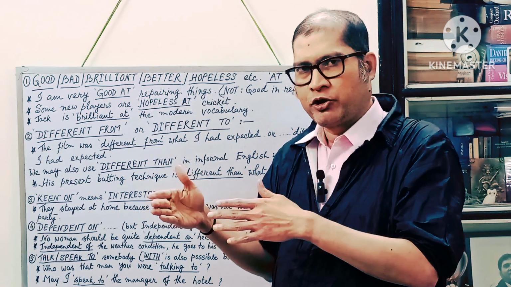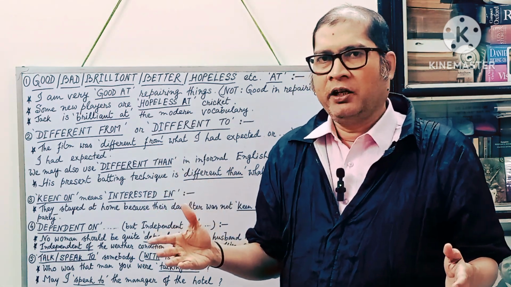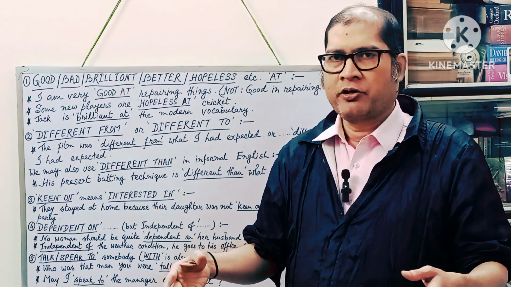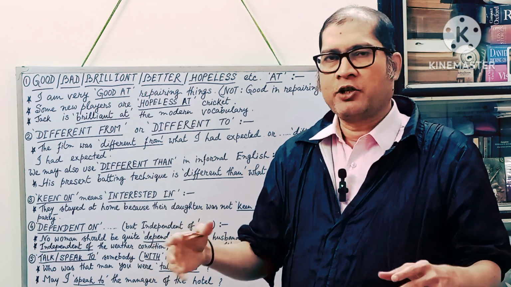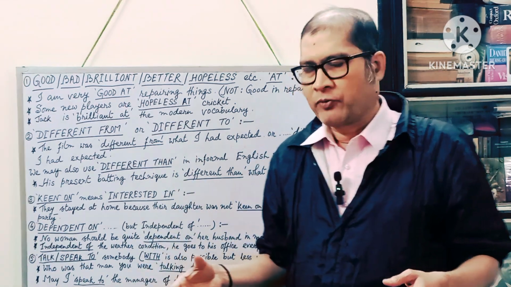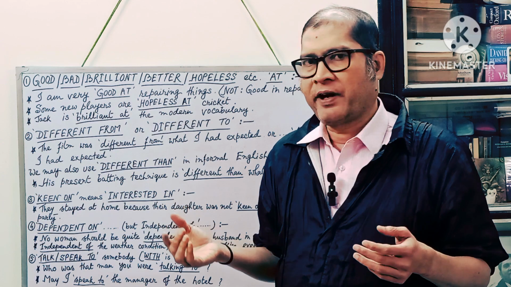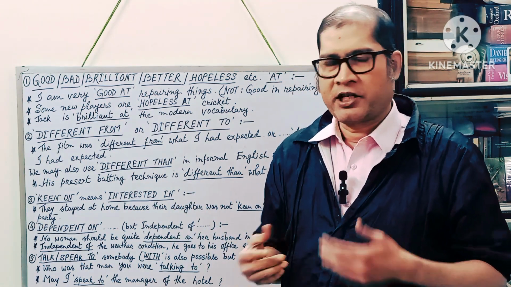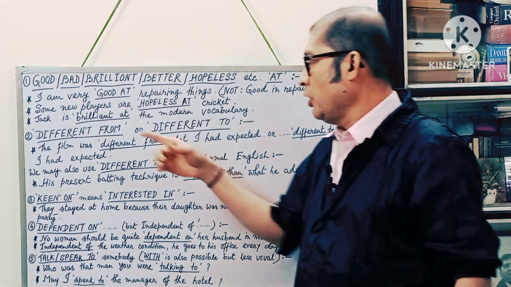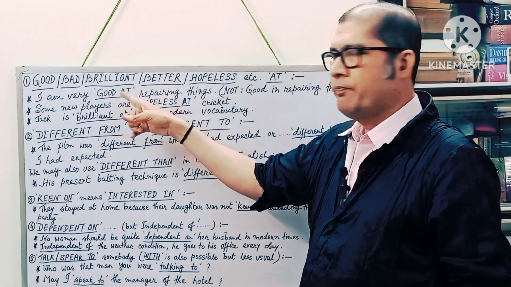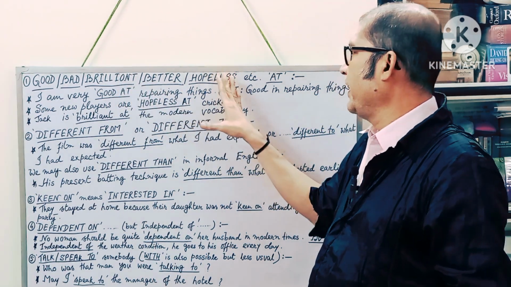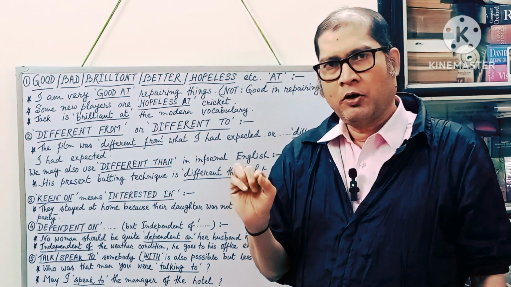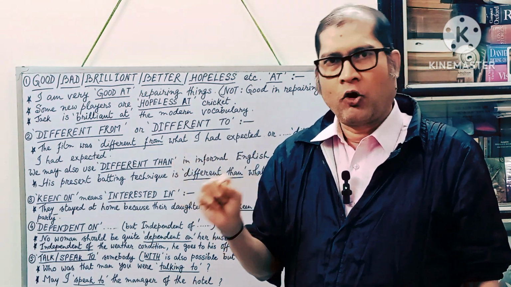plus the preposition, there you are at liberty to use the preposition in. He is weak in mathematics. I'm sorry, he is weak in English. He is weak in French. One of my foreign friends is very good at Bengali, can speak Bengali. Now, brilliant, hopeless, good, these words are invariably followed by at. But in case of weak, you may use in or at, either in or at.